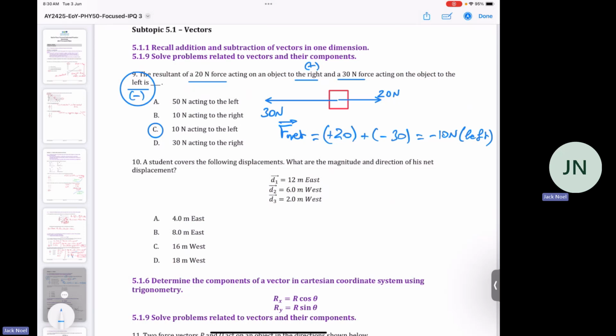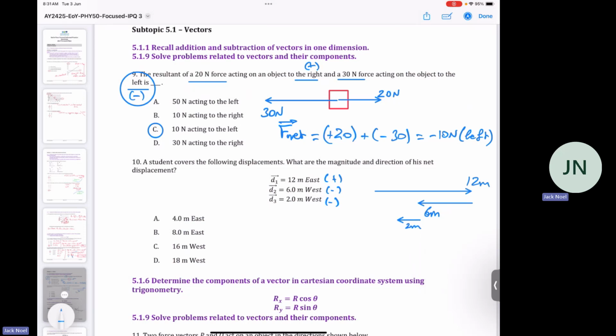Now we have a similar question, but with east and west. East is positive, west is negative. All right, so let me draw them. A student is displacing, first of all, with a displacement d1 towards the east by 12 meters, and then turns around and goes 6 meters due west, and then from that 6 meters continues west by 2 meters.